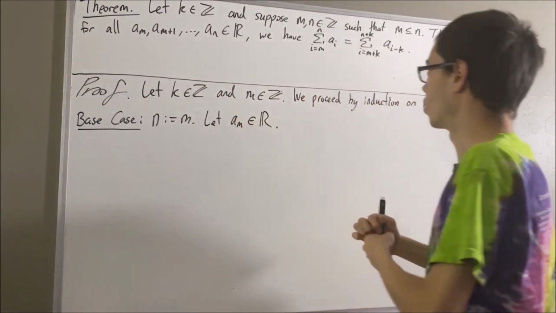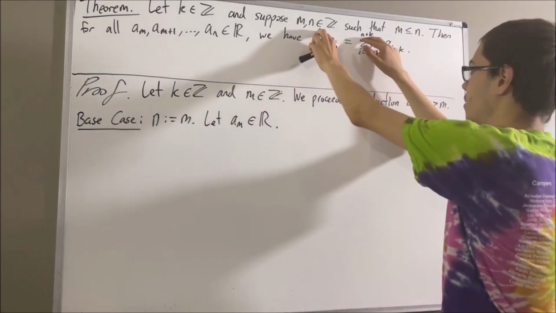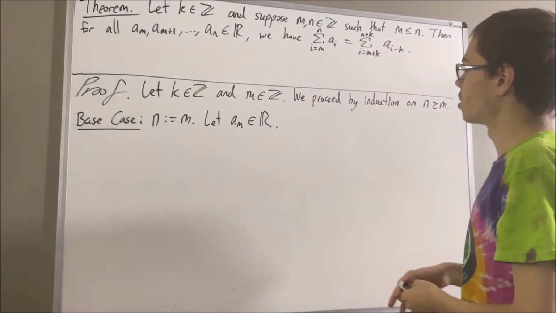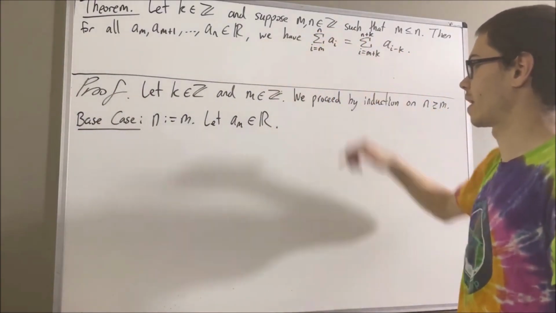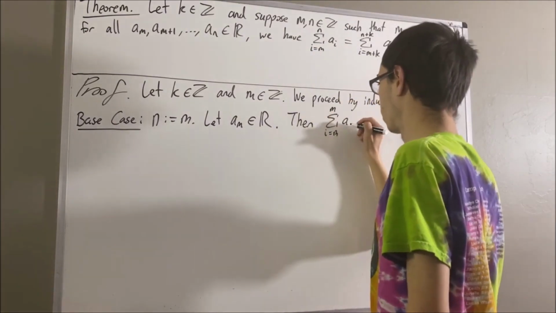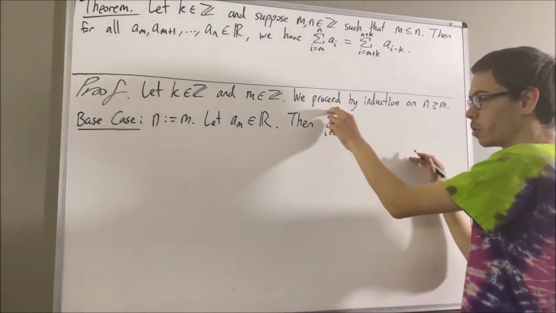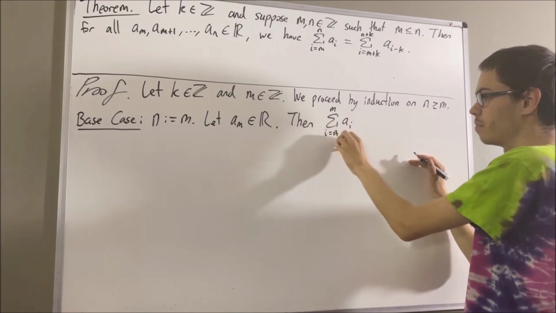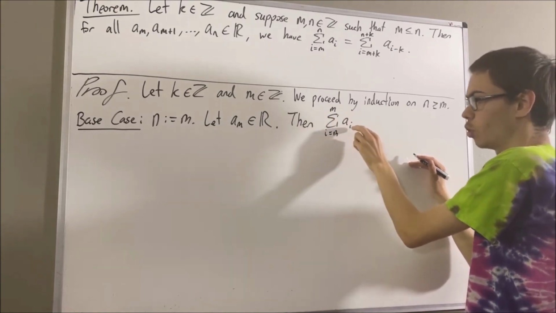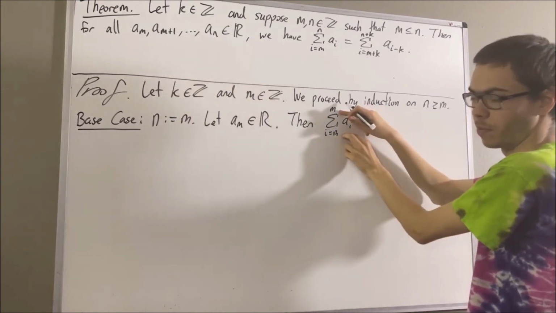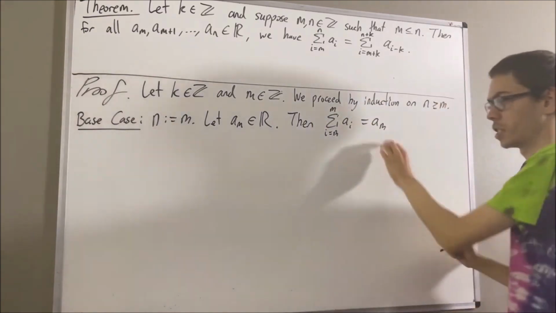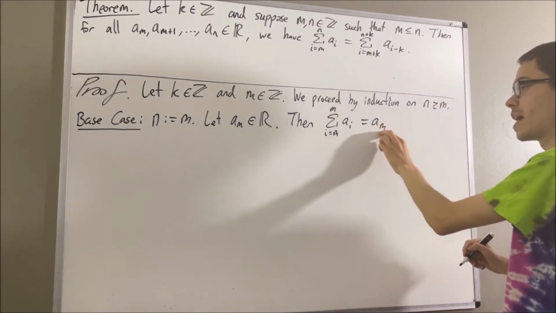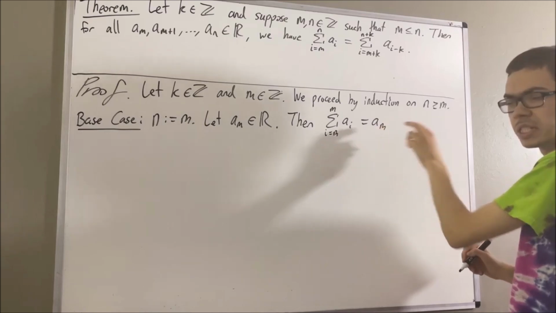And now, we want to prove that this sum is true where n is replaced with m. So let me start out by writing the left-hand side. Now, since the lower and upper bounds are equal, this means that this sum is just equal to a_i, where we replace i with our lower and upper bound m. So it's just equal to a_m. But we know that a_m is equal to a_(m plus k minus k).